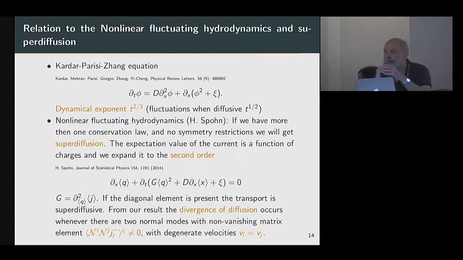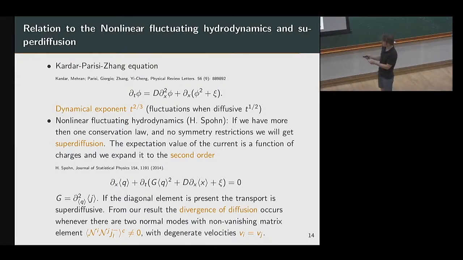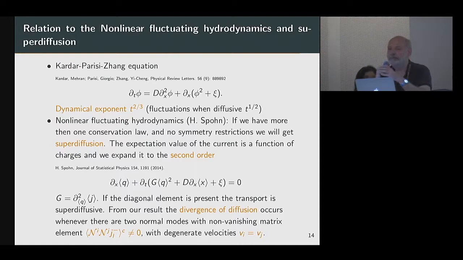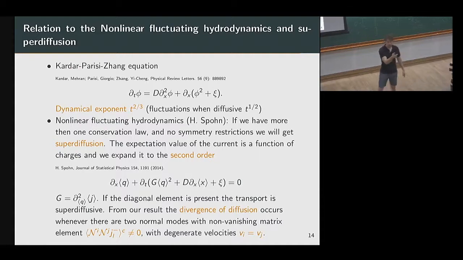No. Okay. What I mean is that no symmetry restriction is very specific. Usually you can argue that there are no off-diagonal terms in this G matrix if you have some symmetry restrictions, such as parity invariance. So usually you have some conservation law which is translationally invariant and invariant under parity. Then you can show just by a continuity equation, if your dynamics is parity invariant, so if you're Hamiltonian, that the current will flip. What I'm saying is that you need a symmetry to get diffusion.